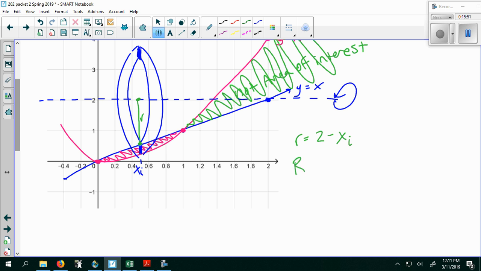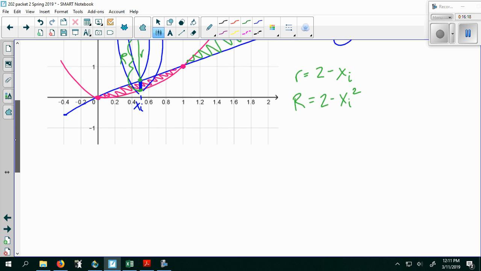And then my big R, that is the distance from the center to the far end of my representative rectangle. That's my big R. So that's the distance from y equals 2 to y equals x squared. 2 is on top, so you just do the top minus the bottom. So it's just 2 minus x sub i squared.